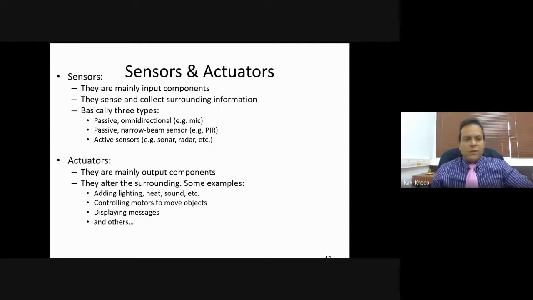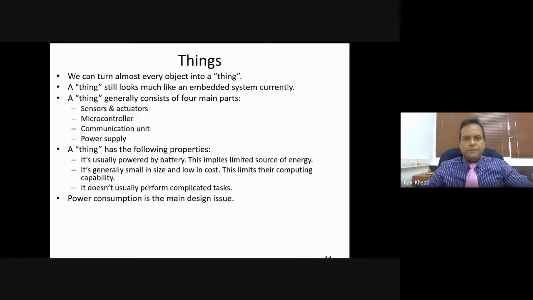And then obviously I have told you about actuators. They mainly output to the environment. For example, switch on a light, switch on an alarm, start a sound. So these are normally done by actuators. Display a message on a display board. So these are mainly done by actuators.